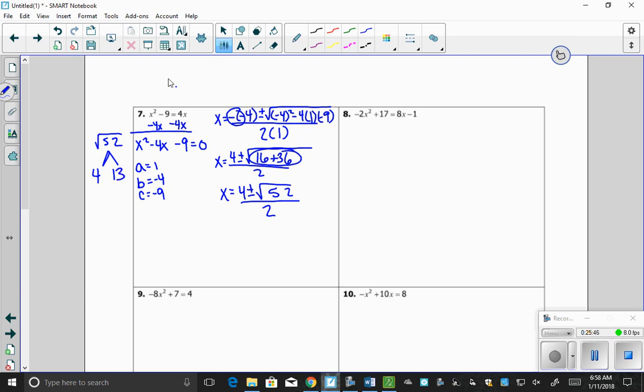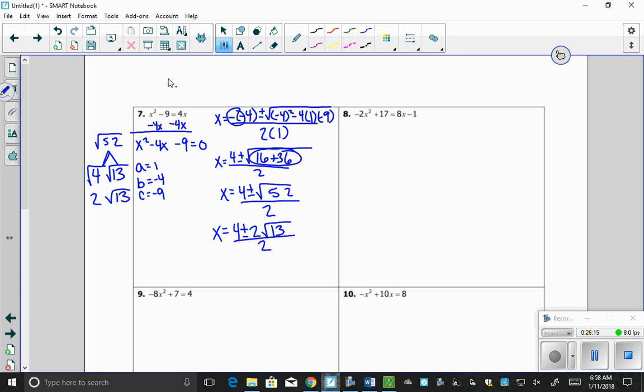Okay, so square root both numbers. The square root of 4 is 2, and the square root of 13 is the square root of 13. Well, there's no other perfect squares that will go into 13, so this is my reduced answer. So my answer is going to be x equals 4 plus or minus 2 square root of 13 over 2.